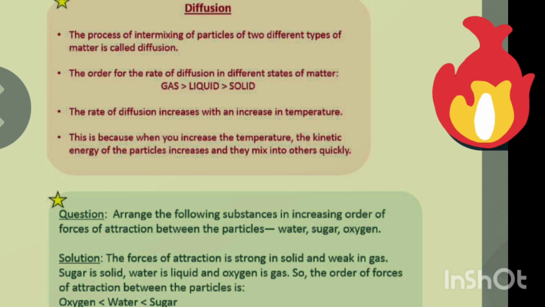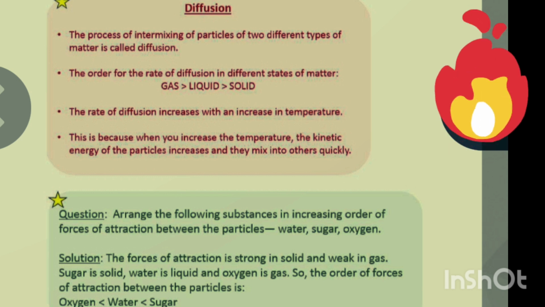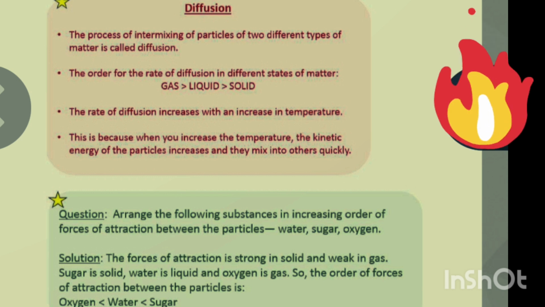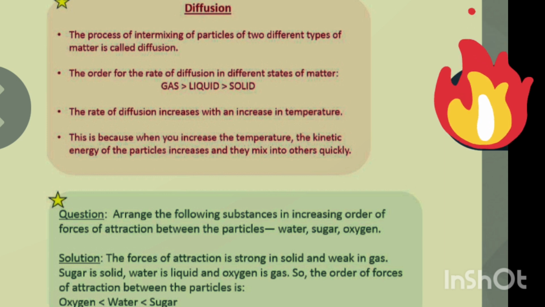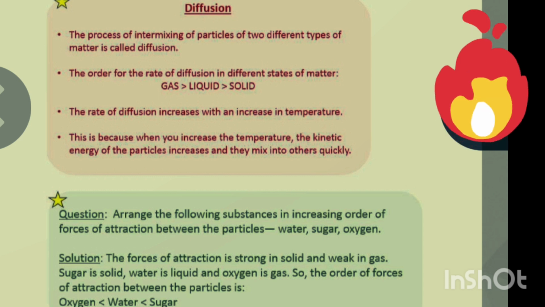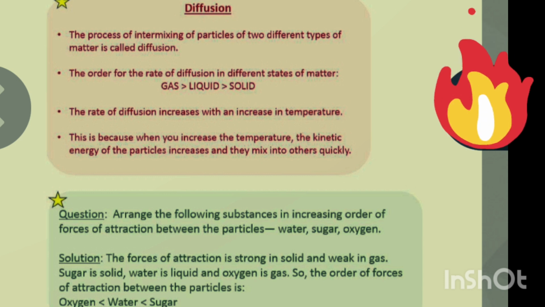One question we have here: arrange the following substances in increasing order of the forces of attraction between the particles: water, sugar and oxygen. The solution: the force of attraction is strong in solids and weak in gases. Sugar is solid, water is liquid and oxygen is gas. So the order of the forces of attraction between the particles is oxygen, then water, then sugar. From this you can understand the type of forces of attraction, and based on this concept we can answer this question, okay.